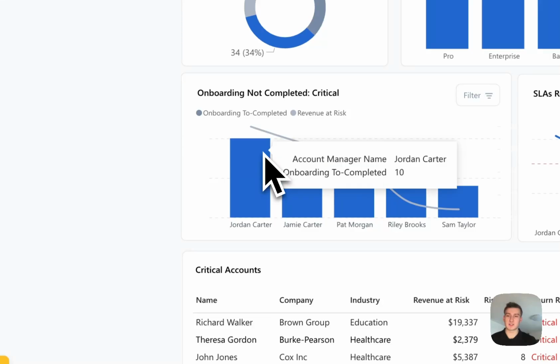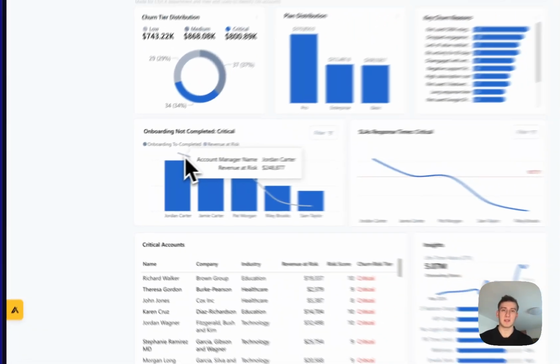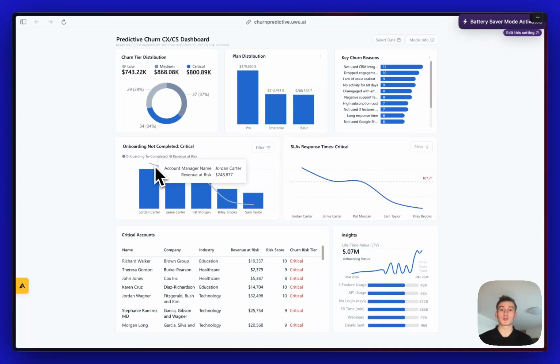And we are able to see here, let's say for Jordan Carter, 10 onboardings need to be completed, and his revenue at risk is around 250. Meaning this is also one way that these agents are compensated, right?